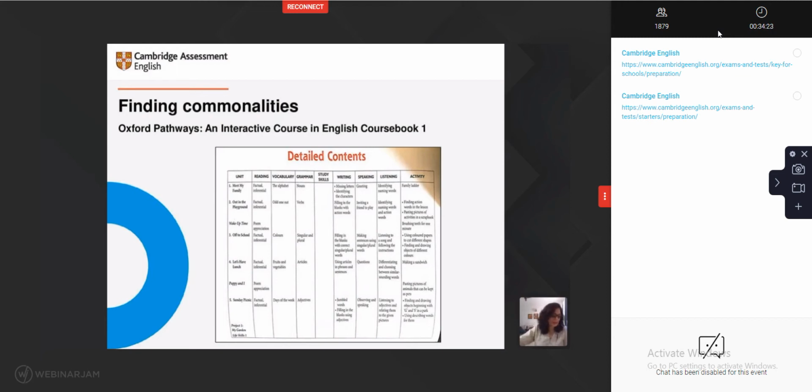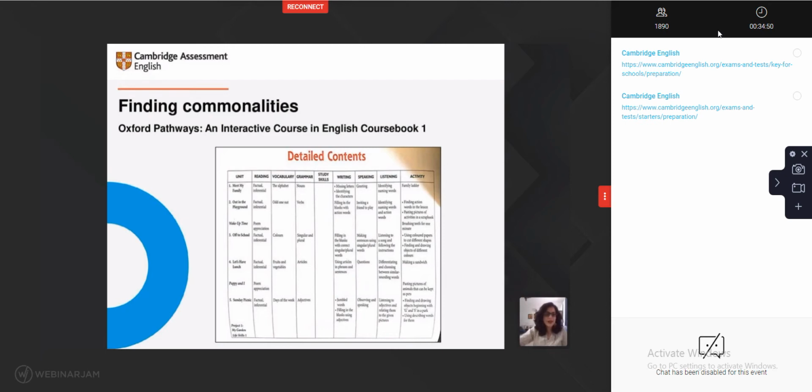Now, your next step, if you take a close look at the contents page, will show you that many of the subskills and the language points that are part of the course book are exactly the ones required for YLE Starters. We are looking at coursebook 1, right? So you will find a lot of common ground between coursebook 1 and YLE Starters.